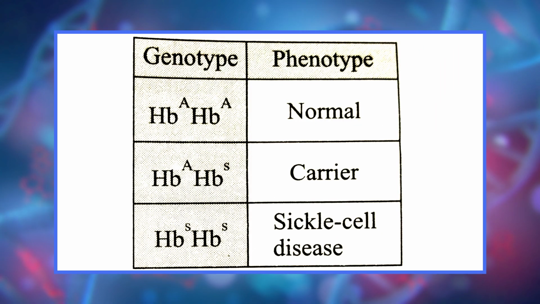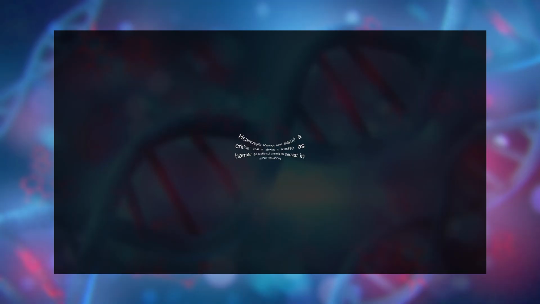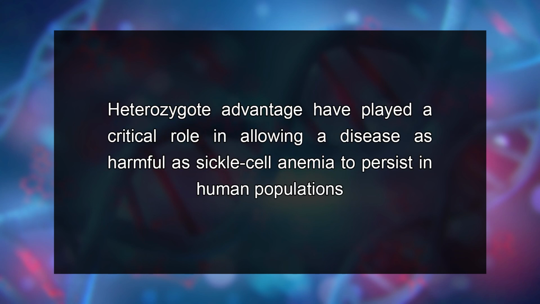In addition, they enjoy a benefit of the sickle cell allele, which offers protection from the disease malaria. Consequently, heterozygous individuals have greater fitness than individuals who have two copies of the normal allele. Heterozygote advantage in this system is believed to have played a critical role in allowing a disease as harmful as sickle cell anemia to persist in human populations. Evidence for this comes from an examination of the distribution of the sickle cell allele, which is only found in places where malaria is a danger.